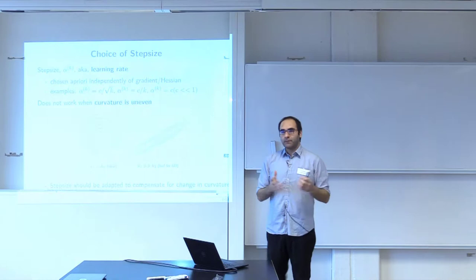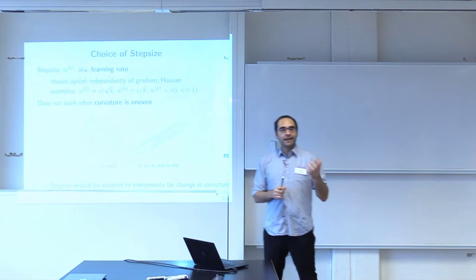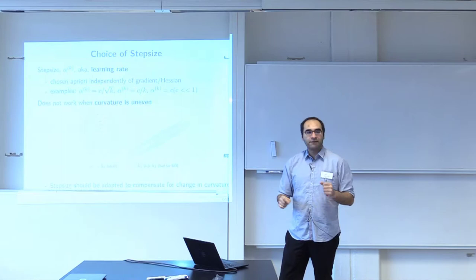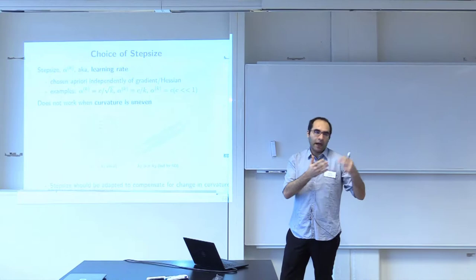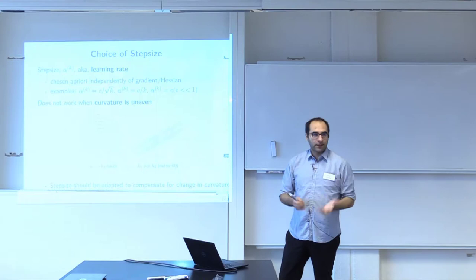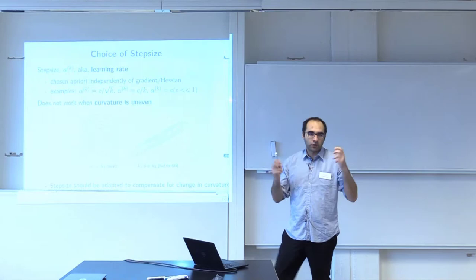As I was saying, ideally, if you could afford all the complexity, you pick the optimal step size, and by optimal I mean the step size that gives you the maximum decay when you go from w_k to w_{k+1}. If you had all the freedom to choose that, it would depend on the Hessian and the gradient. But it's clear that you cannot afford to compute the inverted Hessian and things like that. So we want to pick the step size in a smart way without having to use the Hessian.